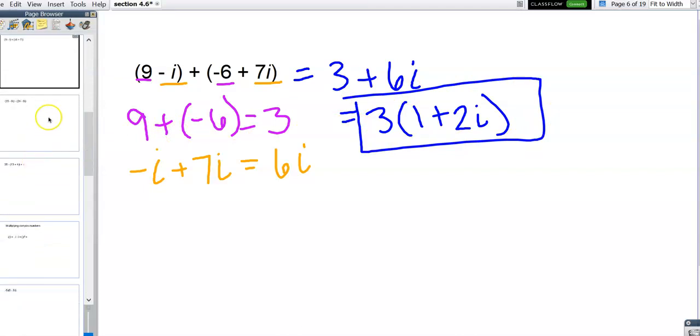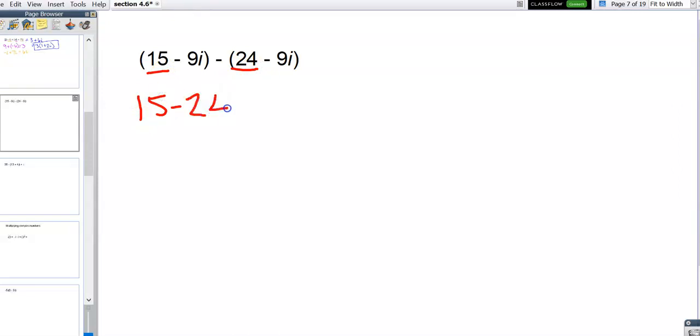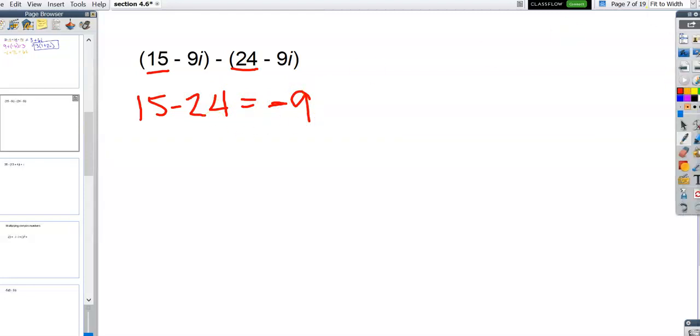This works for subtraction also. 15 minus 24, we get negative 9. And then negative 9i minus negative 9i.